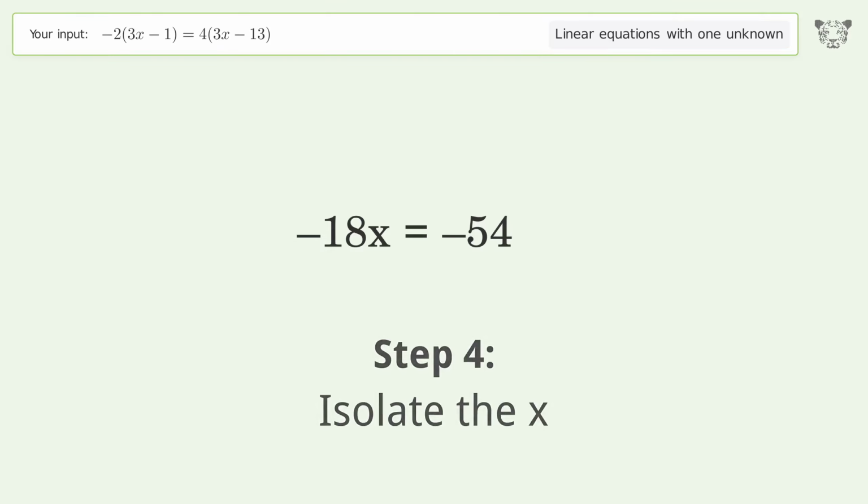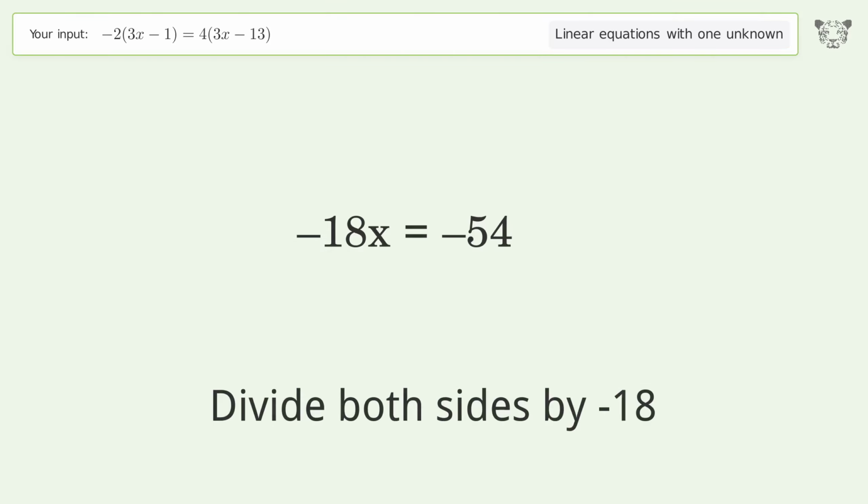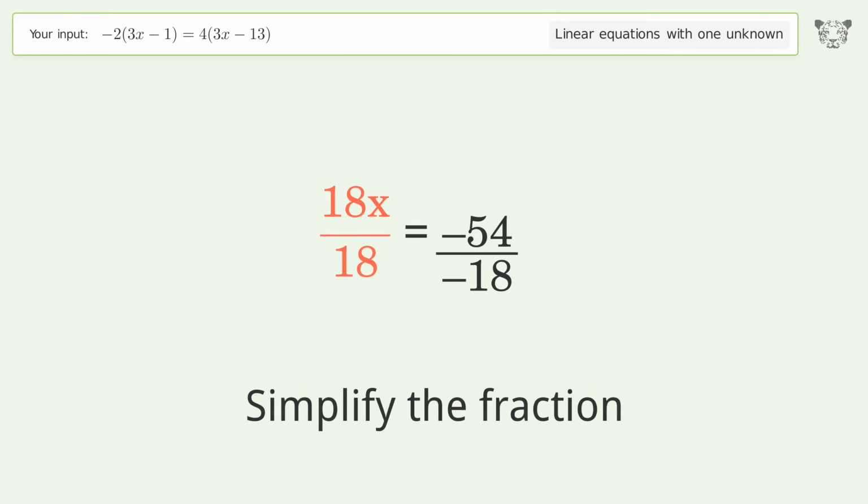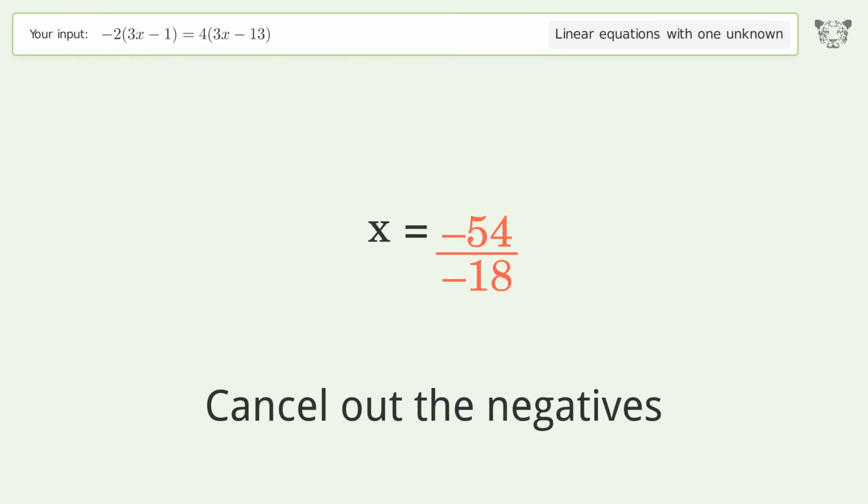Isolate the x. Divide both sides by -18. Cancel out the negatives. Simplify the fraction. Cancel out the negatives.